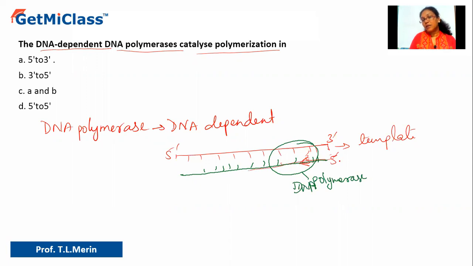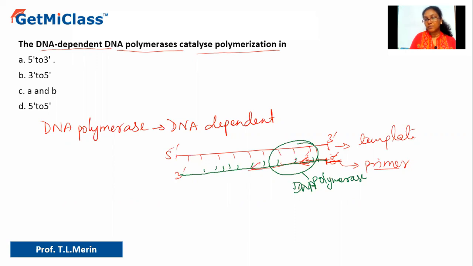But one important point: DNA polymerase cannot directly add the nucleotides in the beginning, and that is why they make use of something called a primer. RNA primer is added here, and this RNA primer will provide that free 3' hydroxyl end, so as to add the nucleotides further by DNA polymerase. So what is the direction of DNA polymerase? It is 5' to 3'.